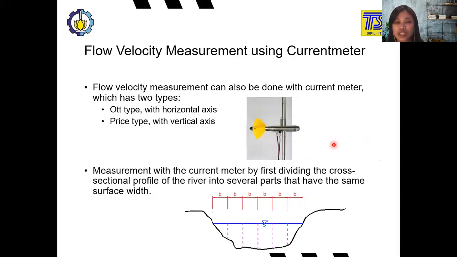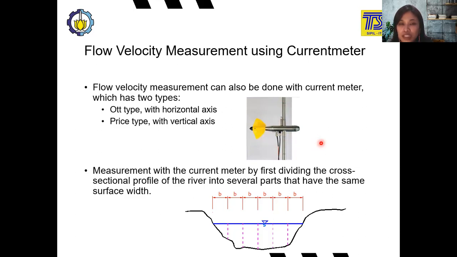And the next one is using the current meter method. For the calculation using the current meter, there are two types. The first one is the Ott type, which has the horizontal axis of the propeller. And then the second type is the Price type with vertical axis of the propeller. So here in the picture is the horizontal axis. The vertical axis will follow the y-axis, and the horizontal axis follows the x-axis.